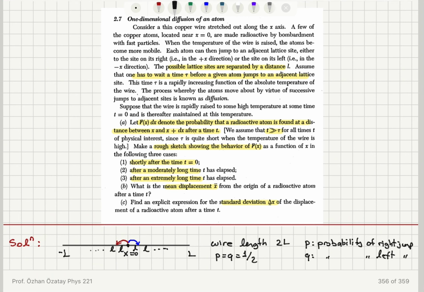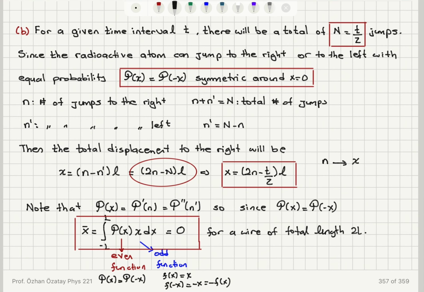So I'm assuming the total wire length is 2L. The probability of a jump to the right or to the left will be the same. It's 1/2. There is no preference for the direction here. So I started from part B. So the total number of displacements I will have is t divided by tau. So there will be a total of capital N jumps, which is t over tau. And since the radioactive atom can jump to the right or to the left with equal probability, the probability distribution function should be symmetric around x equals 0. n is the number of jumps to the right, n prime to the left, and n prime is capital N minus n.